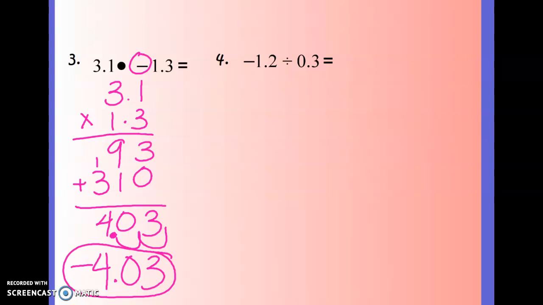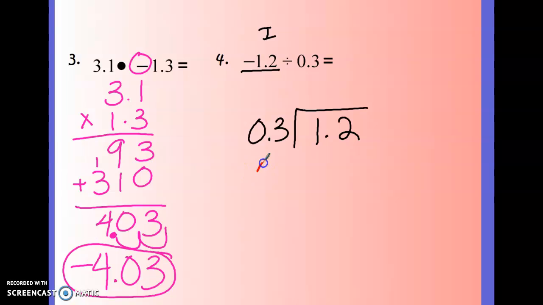Okay, so moving into our division, negative 1 and 2/10 divided by 3/10. First of all, remember that the first number that you see, which is this one, is what goes inside our division bar. So 1 and 2/10. This is also called our dividend. Our divisor is the number we're dividing by. So in this one, it's 3/10. Here's how we divide.